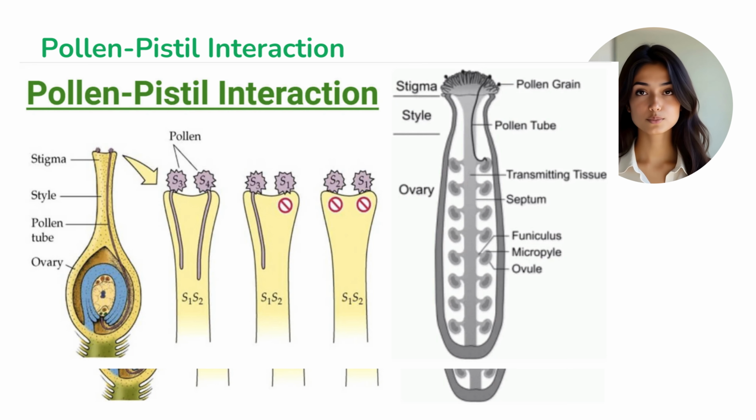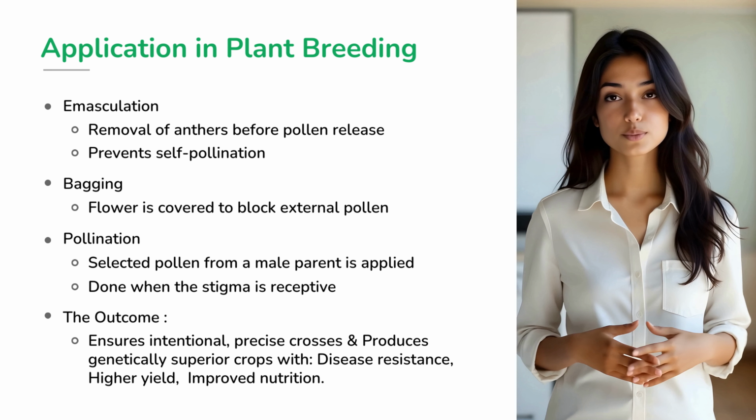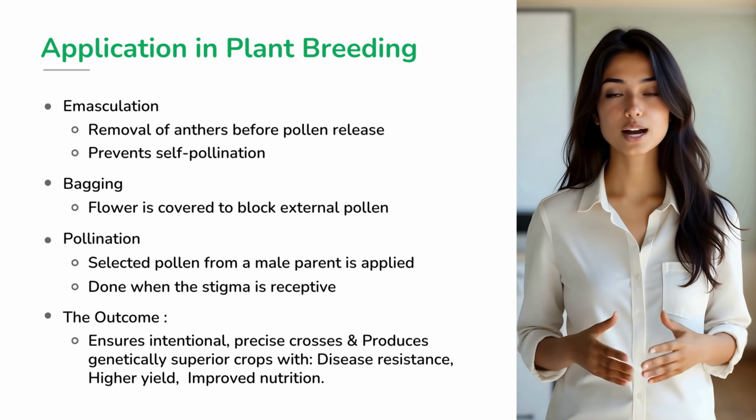But if the pollen is incompatible, for example, self-pollen in a self-incompatible species, the pistil blocks the germination or stops the pollen tube's growth, preventing fertilization altogether. This interaction is nature's own quality control, a powerful checkpoint that ensures only the right pollen reaches the ovule. And in plant breeding, it's a valuable tool, helping us create hybrids by carefully selecting which pollen makes it all the way.